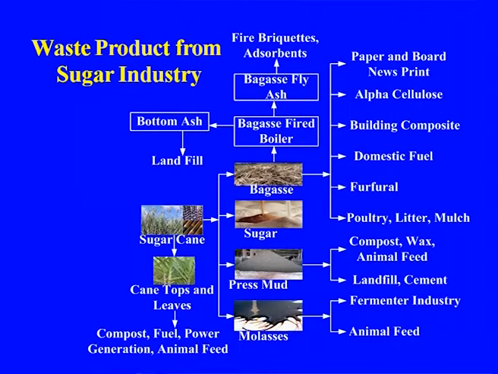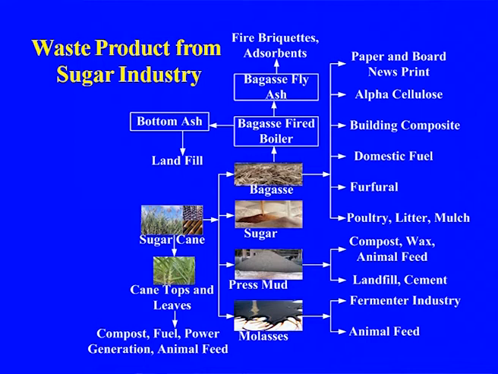These are some of the waste products that we are getting. We start from the sugar cane: cane tops and the leaves are waste, and they can be used for making compost, fuel, power generation, and animal feed. Normally it is used as animal feed, but the dry part can be used for gasification also. Then the bagasse which we get after the removal of the juice goes to the bagasse fired boiler. Bagasse fly ash can be used, and the bottom ash from the boiler will go to the landfill.